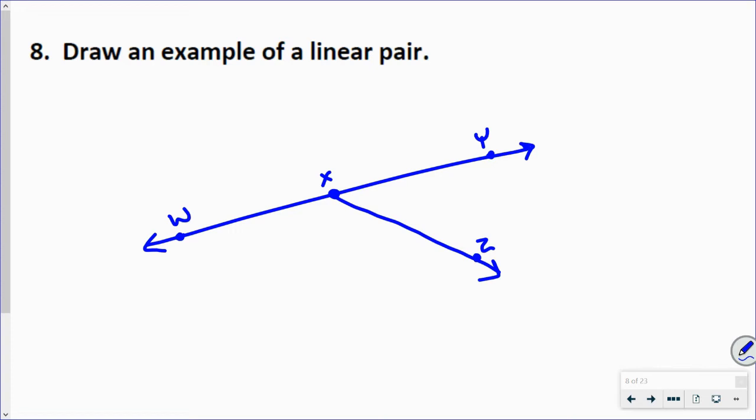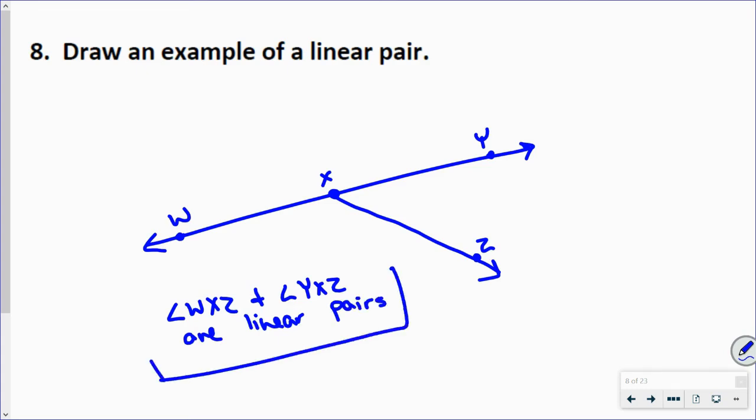So my linear pair are angle WXZ and angle YXZ are linear pairs. Okay, so then you've got your picture there to kind of help. And those linear pairs, those angles will add up to 180. That's that straight angle right there.